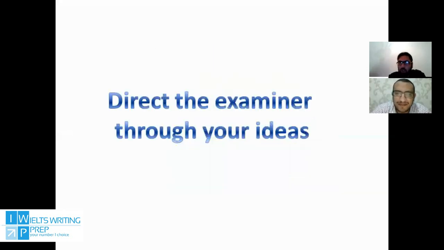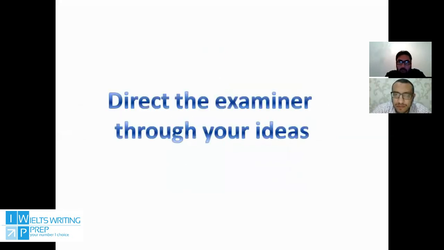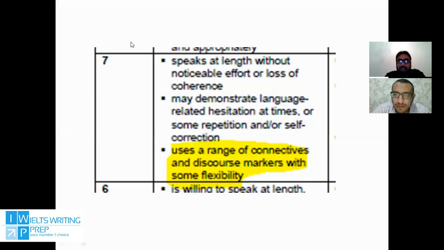Okay, so we know that we need to direct the examiner through our ideas. So we're going to give them some direction as to where we're going with the sentences that we're going to say. Just to remind you that this is a kind of requirement for band 7. So we need to make sure that we are directing the examiner. Also, you need to remember that the examiner might be tired and they might have given a number of examinations before you. It might be very difficult for them to focus on what you're saying.